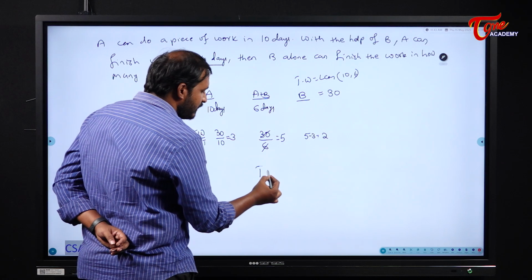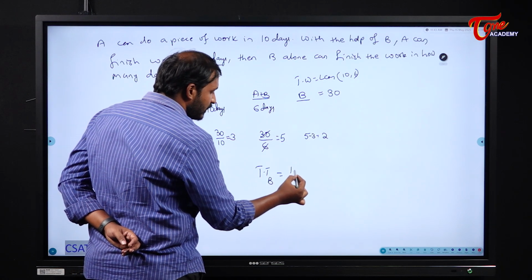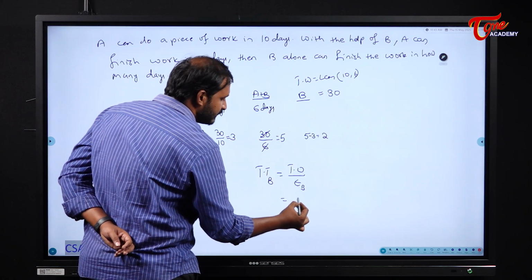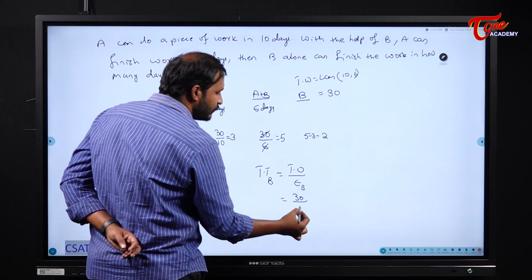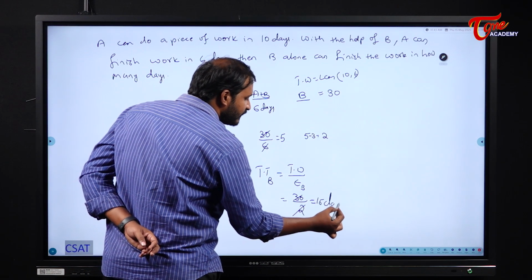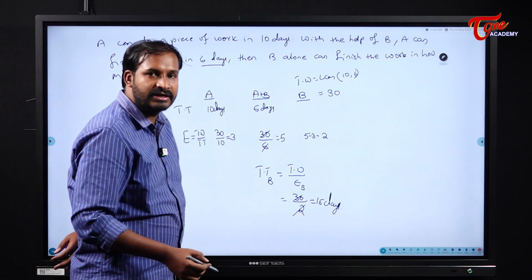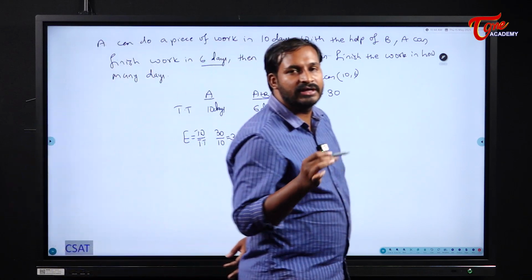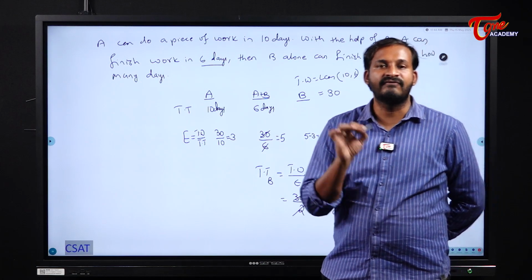Now time taken by B is equal to total work by efficiency of B. What is the total work we calculated? 30. And what is the efficiency of B? 2. So that means B alone can finish the work in how many days? 15 days. In this manner, we are going to take the help of efficiency and then find the answers.